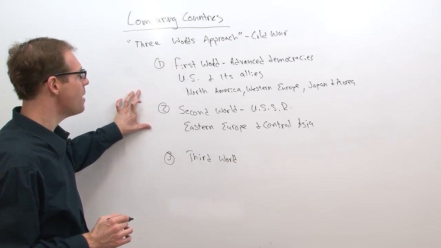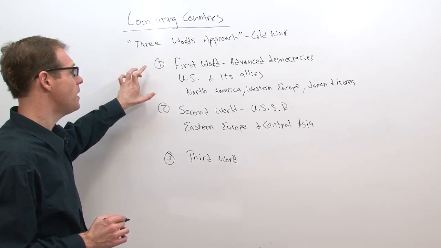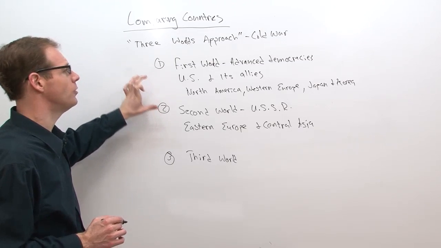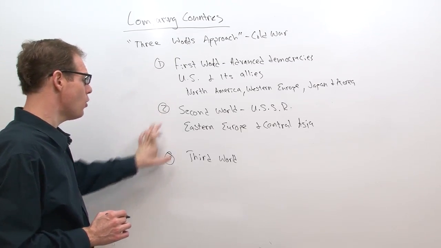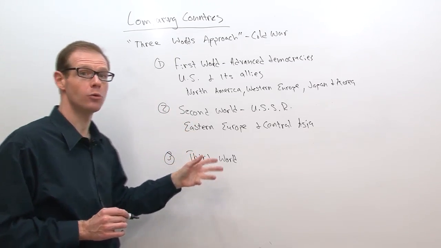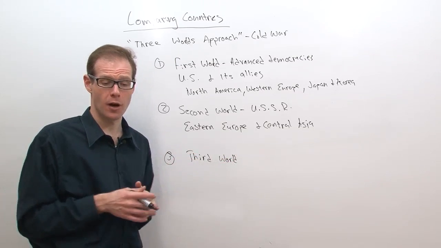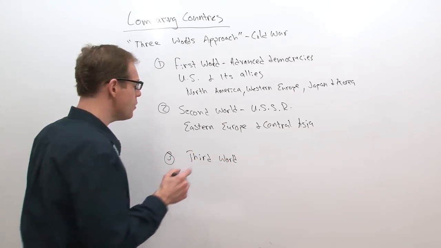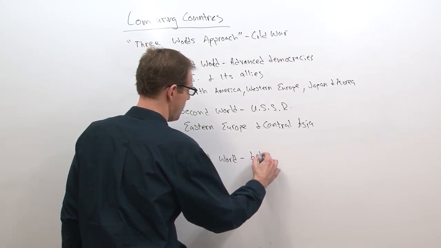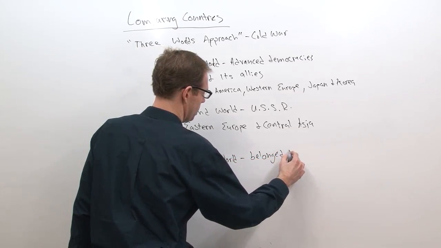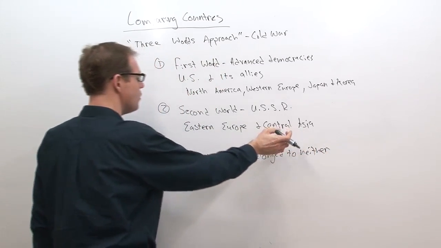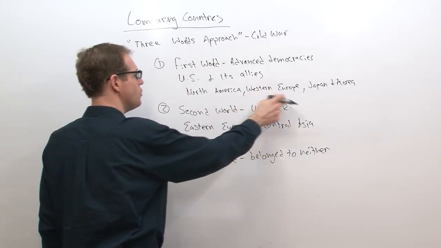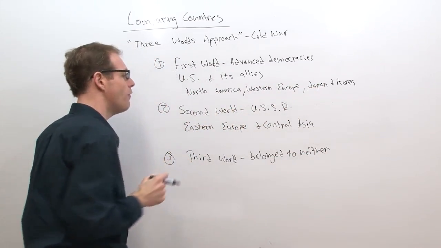The Cold War was a bipolar conflict, really. It pit the first world against the second world. It pit the United States and its allies against the Soviet Union and its allies. And all states not involved with this bipolar conflict were lumped together in the third world. These were countries that belonged to neither. So you can see here, Central Asia, Eastern Europe, Western Europe, Japan and Korea, North America have all been covered.